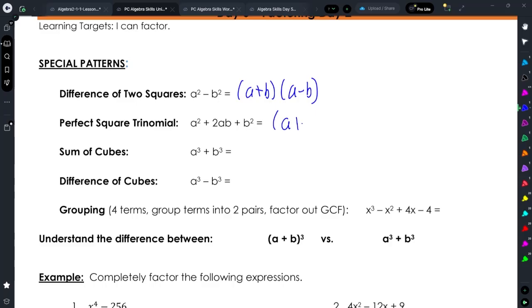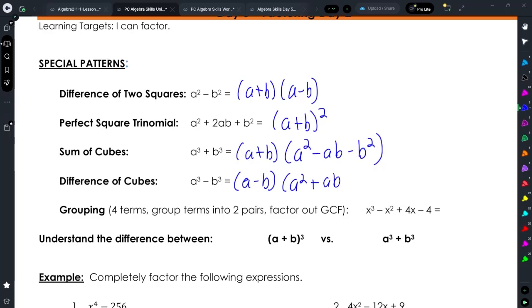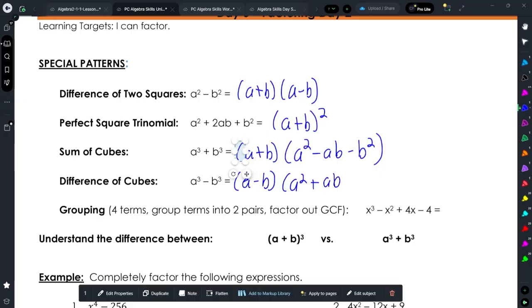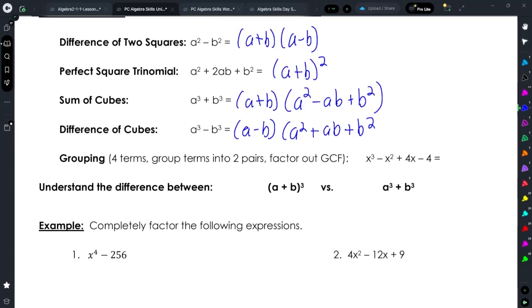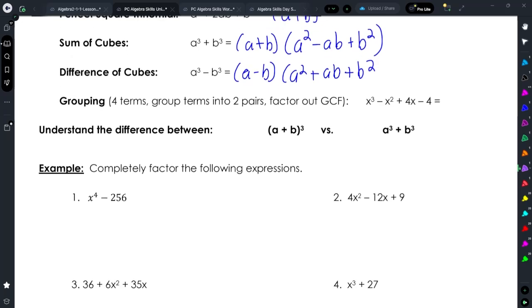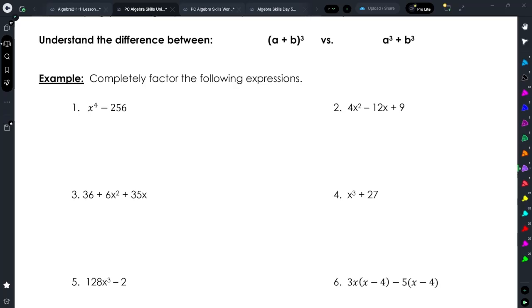Then we have the perfect square trinomial. And then we have the sum of cubes. And then we have the difference of cubes. Oops, this one should be plus. So those are the formulas, and then grouping. We did that yesterday, and the difference between a plus b cubed and a cubed plus b cubed. So let's get into our examples. Got 8 of them here today.